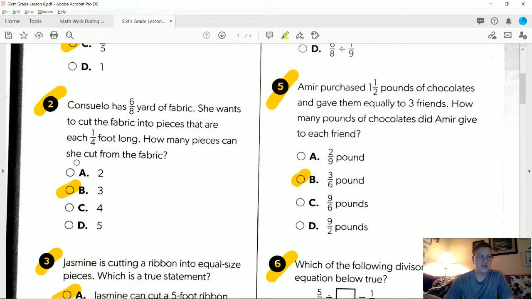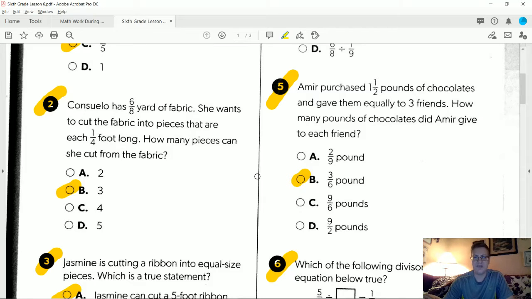Number 2, this is the one that had the mistake. So I have 6/8 of a yard, and then we're cutting it up into 1/4 foot. If you remember, a yard is worth 3 feet. I would have over half a yard. So a half a yard would be 1.5 feet, and so I would have to have at least 6 pieces to get up to 4/8 of a yard. So I think they meant to make both of these units of measurement the same. If they were the same, I could change this part to 2/8. How many 2/8 size pieces do I need to get to 6/8?